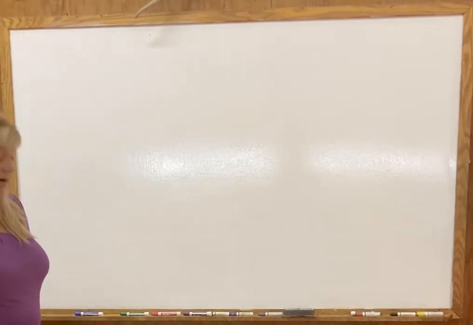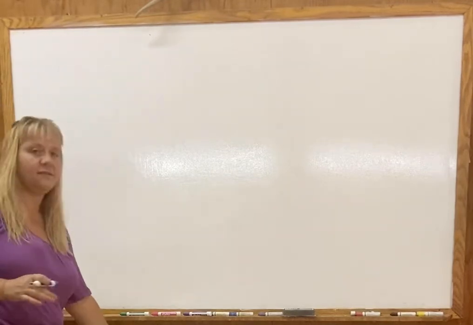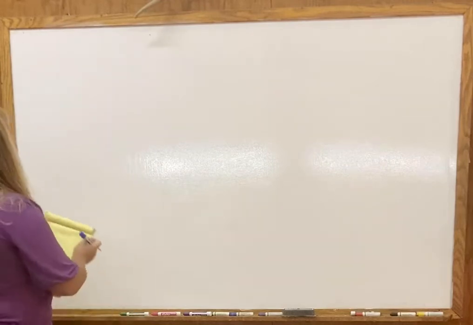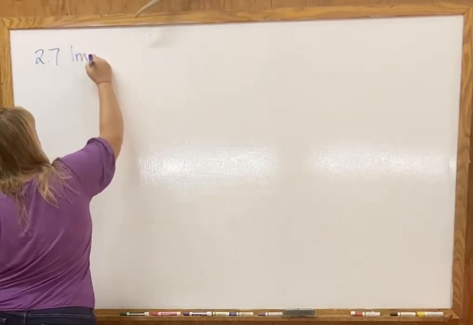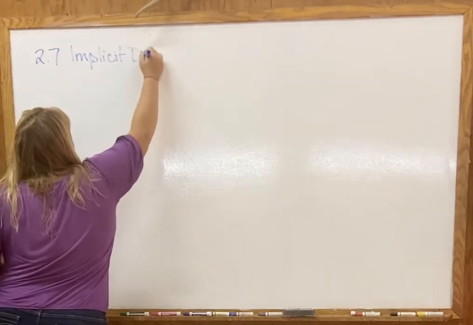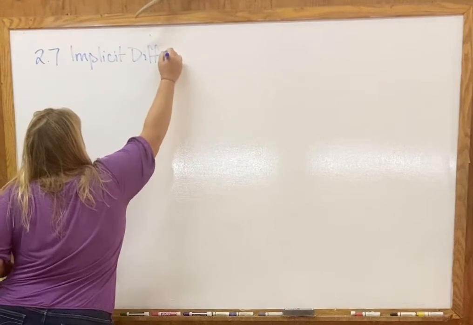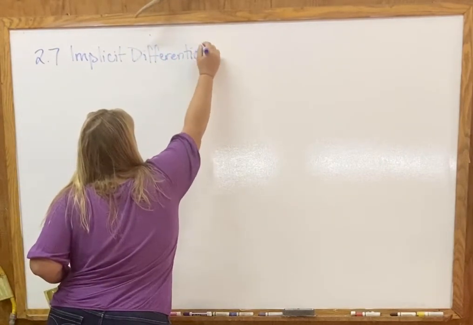So we're moving on to our next lecture, which is 2.7, and 2.7 is called Implicit Differentiation.